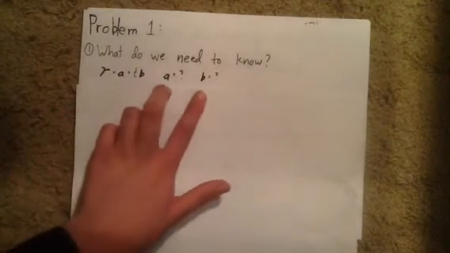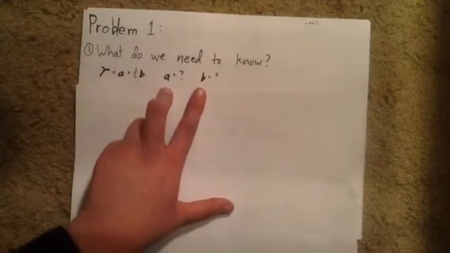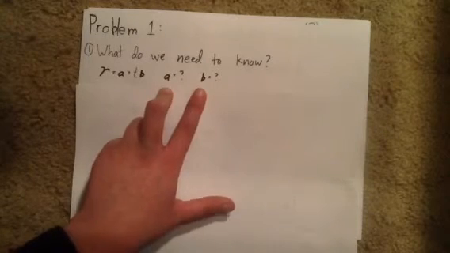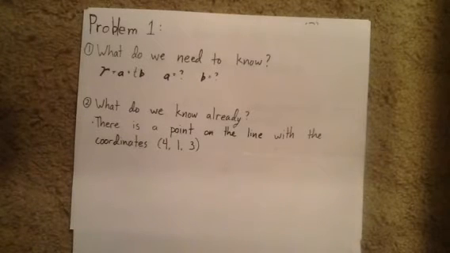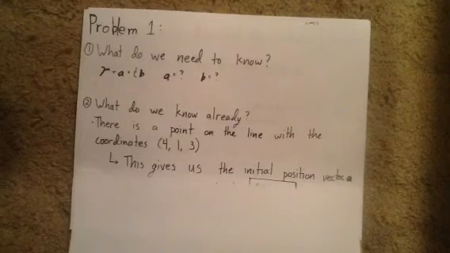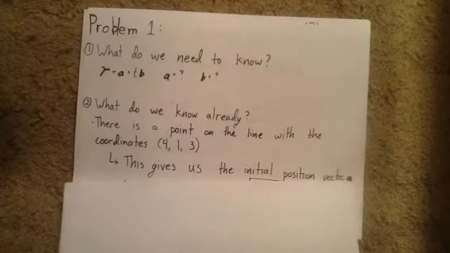Problem 1, which is, write the equation of line 1 in vector form. So first, what do we need to know? This is the equation we're looking to fill out. What we'll need to know are these two vectors, these two variables that we do not know currently. Secondly, what do we know already? The first thing that we know is that there's a point on the line with the coordinates 4, 1, 3. This gives us the initial position vector a.